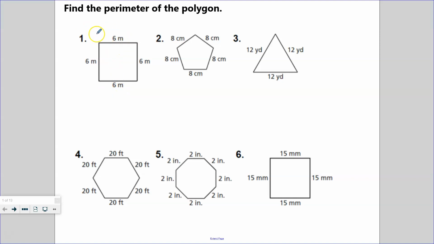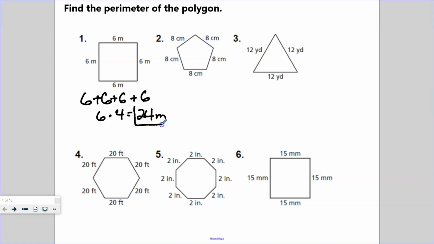So if we're looking right here, we can look at this as a warm-up. If you want to push pause, try these on your own. But we're trying to find the perimeter, which is the distance around a shape, right? And so we can see that this is a square. We have 6. Now we can add 6 plus 6 plus 6 plus 6, or we can say 6 times 4, and that is 24 meters.